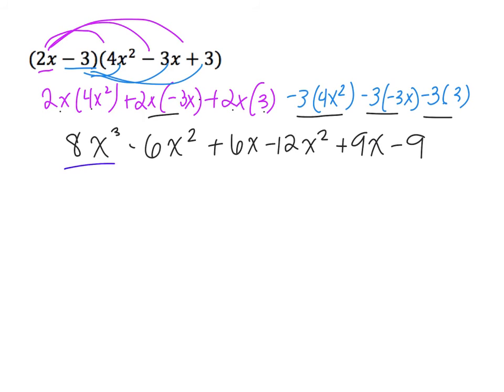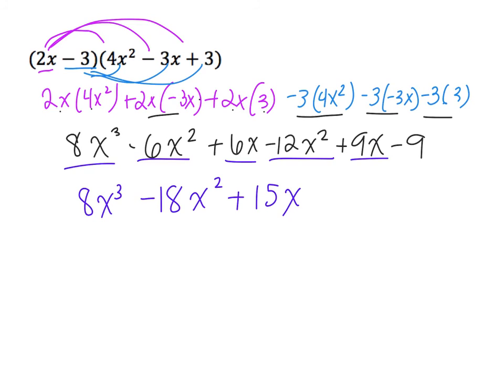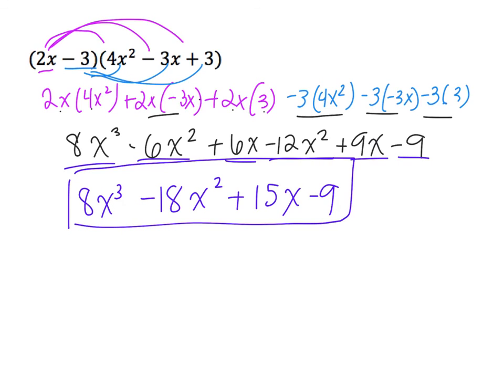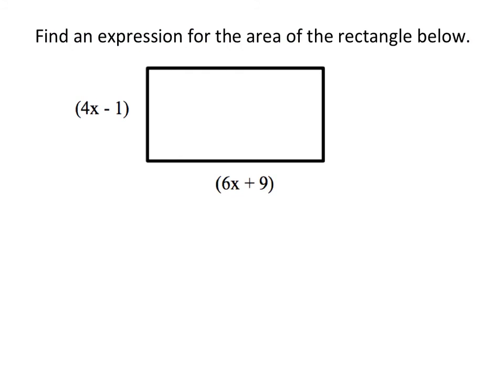Combining like terms, there's only one 8x cubed, so we'll have 8x cubed. We have 2x squared. Negative 6 plus negative 12 is going to give us negative 18x squared. Be careful of signs. For x, I have 6 and 9, so we have plus 15x minus 9. Nothing else to combine. That's our final answer. And the last thing we're going to look at again is another connection to geometry.